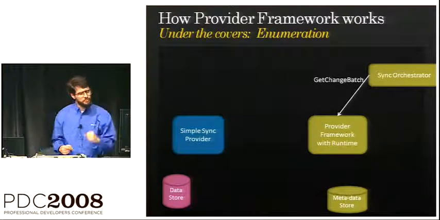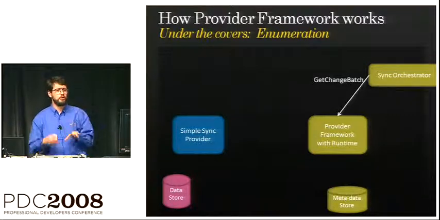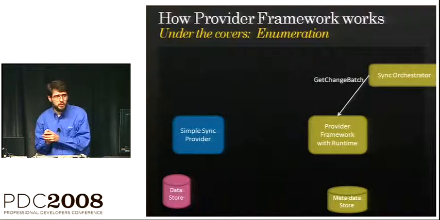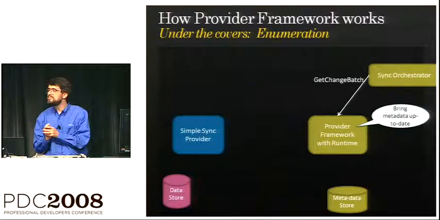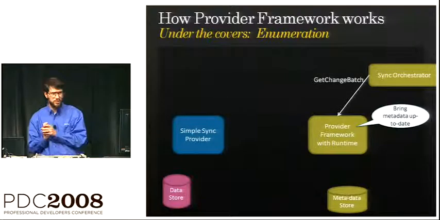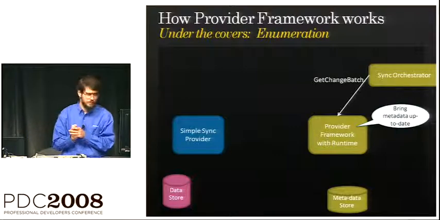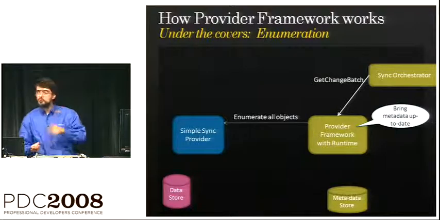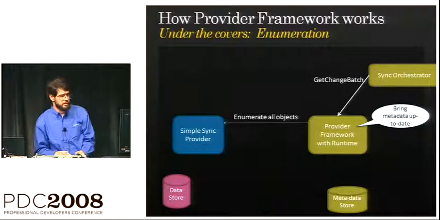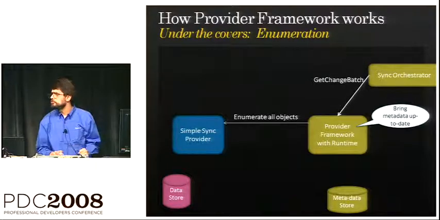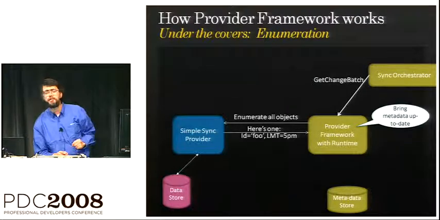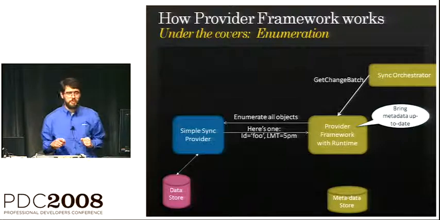Now, the provider framework has a perfectly good metadata store that it is controlling. And it could answer that question. But the metadata store is not up to date because nobody has been maintaining it, certainly not the simple provider. So the first task for it is to bring it up to date. So the first thing it's going to do is use one of the methods from the previous slide, call the simple sync provider, and say, enumerate all your objects. The provider is going to go to the store, and then it's going to report its objects into the provider framework.